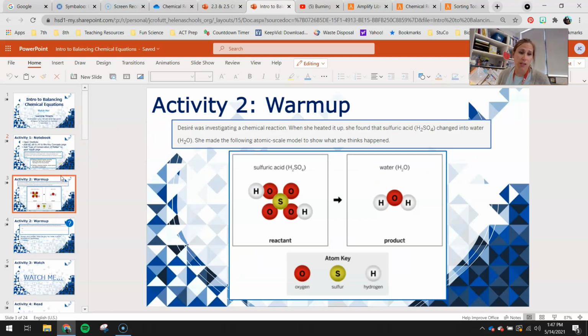Okay, you guys should have also completed your warm-up. So what you guys see is this little model here showing we have this reactant of sulfuric acid, and it's forming water. Okay, so Desiree was investigating a chemical reaction. When she heated it up, she found that sulfuric acid changed into water. So sulfuric acid is H2SO4. Here's our 2 H's, our 1 sulfur, and our 4 oxygens. And then our water is our 1 product. It's H2O.